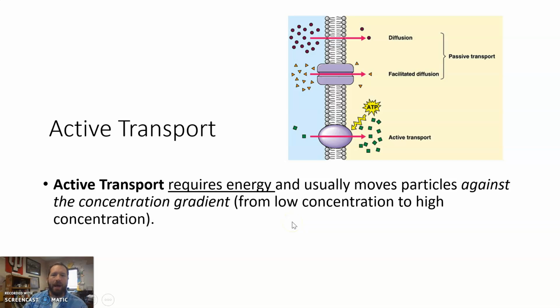And the big difference between passive and active is that active transport does require energy. And generally the reason for that is because it's moving particles against the concentration gradient. So against, or up the concentration gradient, would mean it's moving particles from a low concentration to a high concentration.